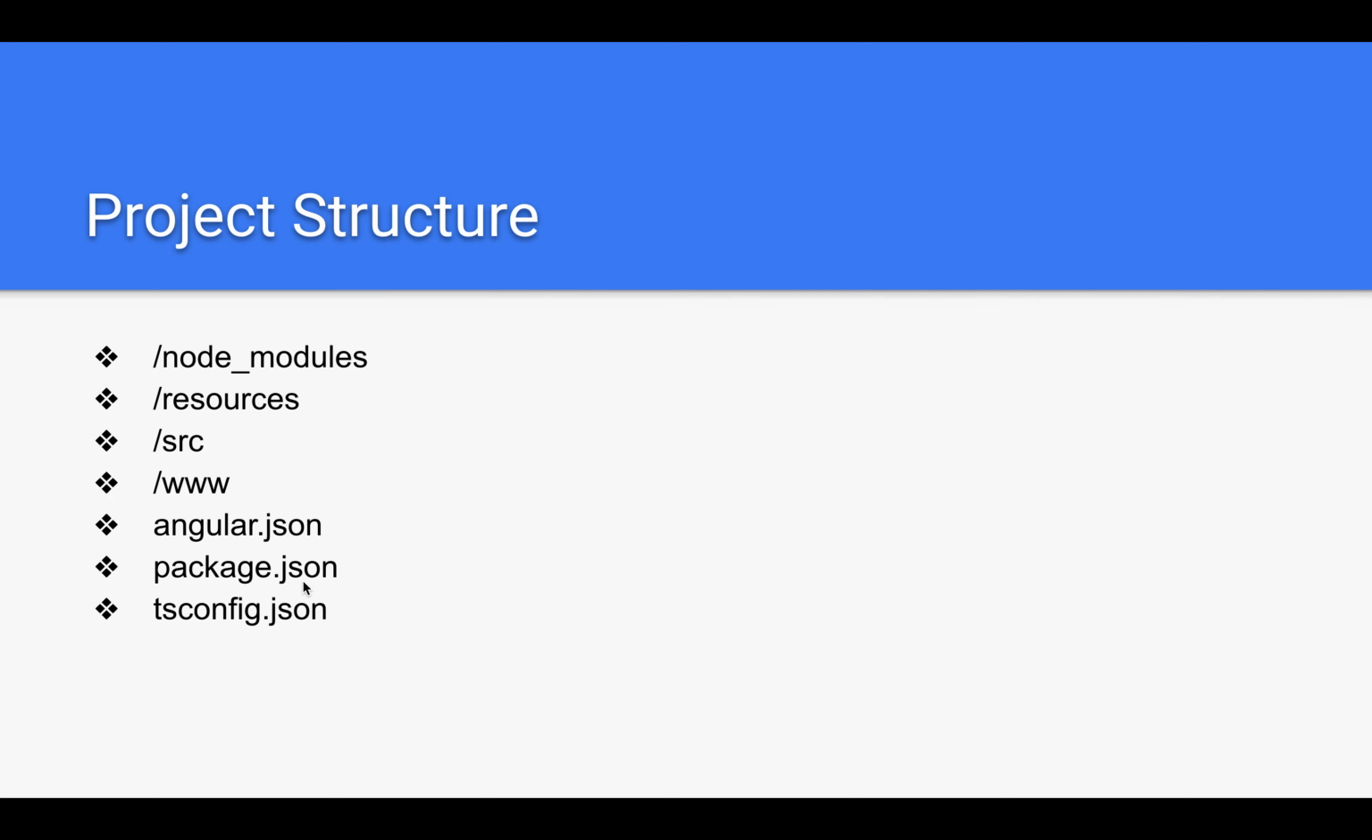So in this package.json file, you can find all the dependencies which are used inside your project. Basically, those dependencies are used for building and compiling your workflow.